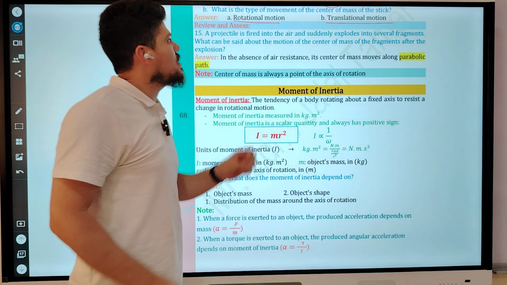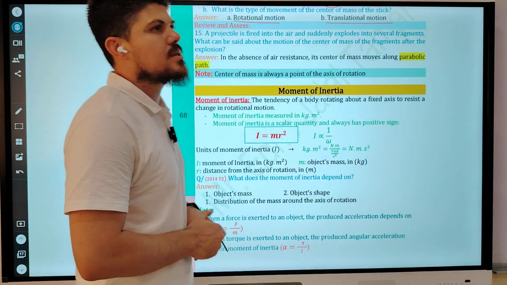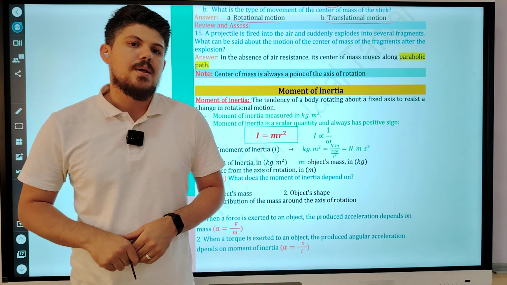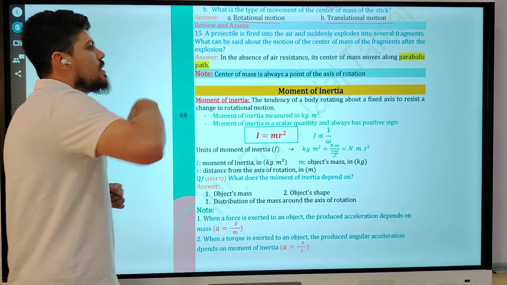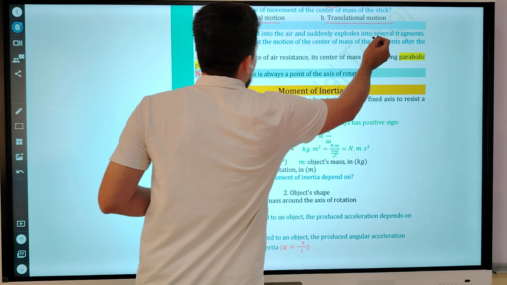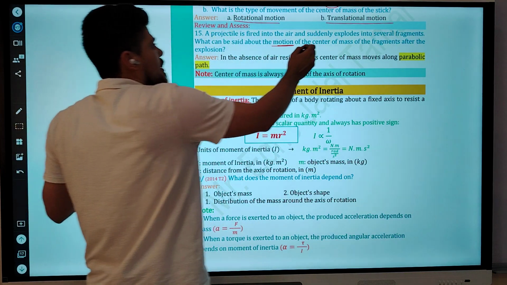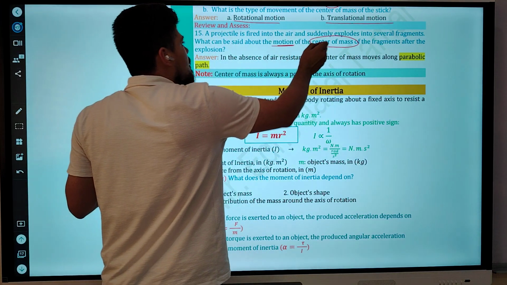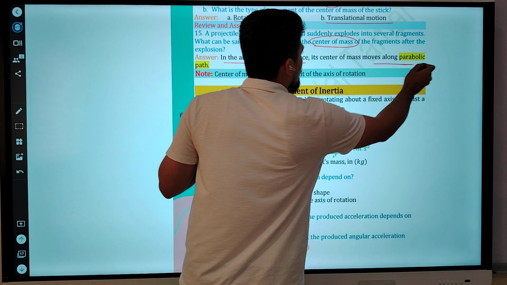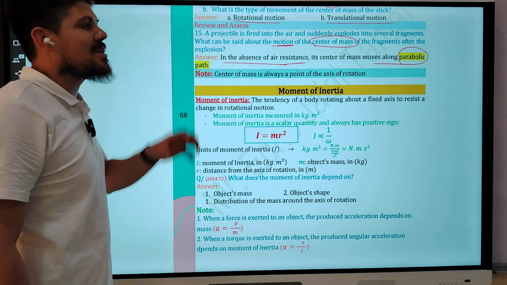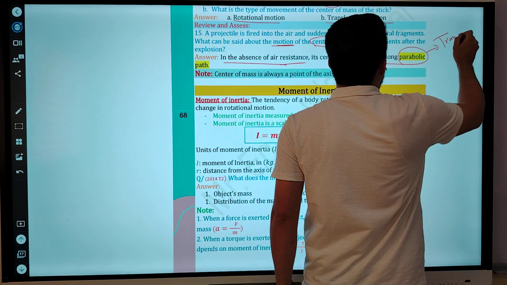A projectile is fired into the air and suddenly explodes into several fragments. As you can see in fireworks, on New Year or any occasion, when fired into the air, it explodes into several fragments. What can be said about the motion of the center of mass? In the absence of air resistance, the center of mass of all objects moves along a parabolic path. Is parabolic motion translation or rotation? Translational motion.